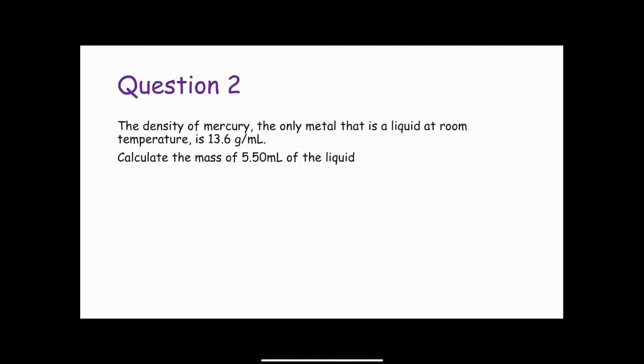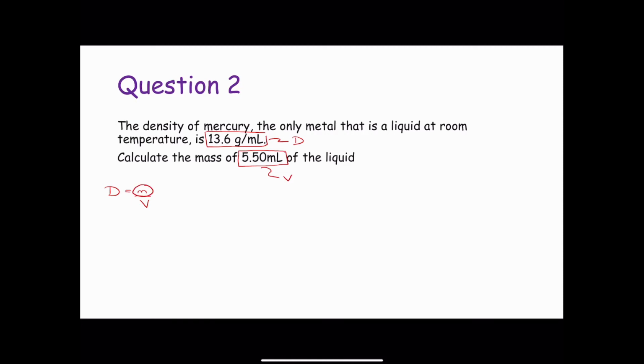Let's take a look at another problem. This is the same kind of problem that you would run into on an exam. It says here the density of mercury, the only metal that is a liquid at room temperature, is 13.6 grams per milliliter. Calculate the mass of 5.50 milliliters of the liquid. Well, we're going to use our formula D is equal to M over V, but this time we're given the density, so we're given D, and we're also given the volume, and we want to calculate the mass.